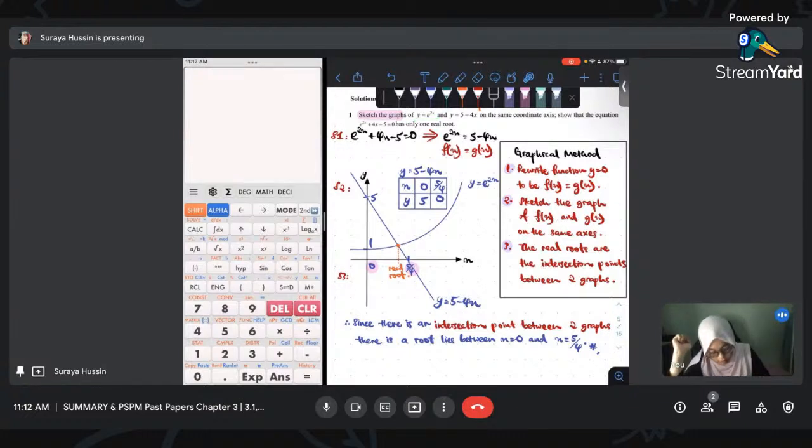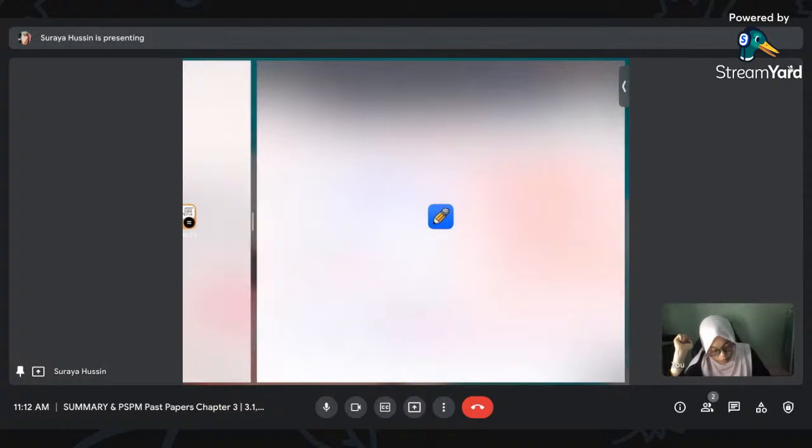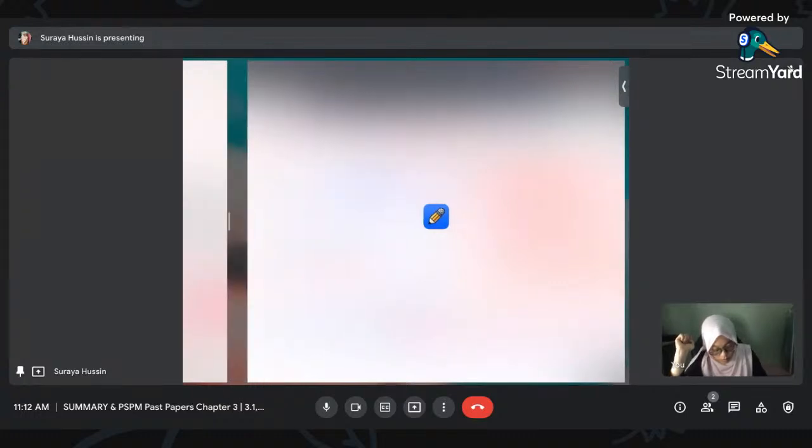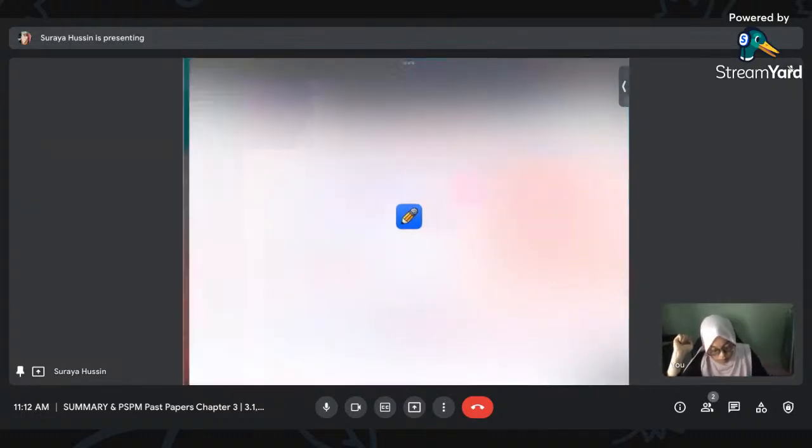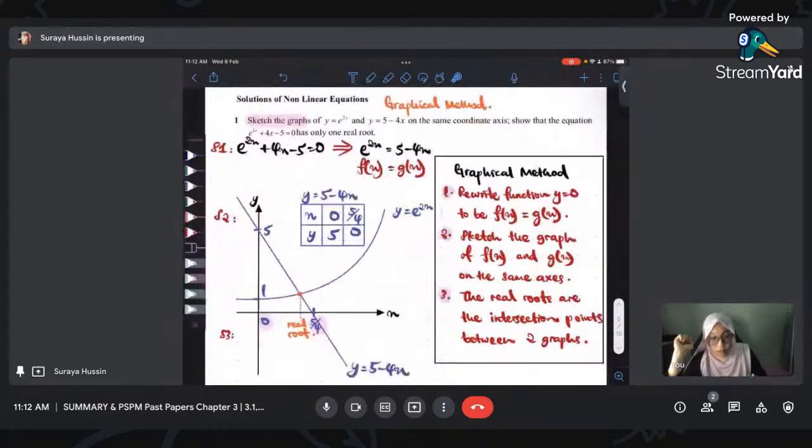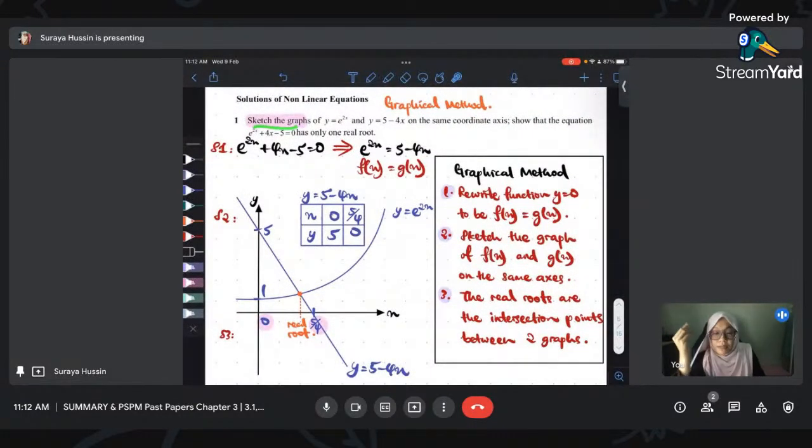Boleh nampak ke? Ke saya patut tutup ni dulu? Okay, dia minta sketch the graph. Kalau dia minta sketch the graph, bermaksud you just do graphical method. You tak perlu susah payah pakai algebraic kalau dia yang minta sketch the graphs.